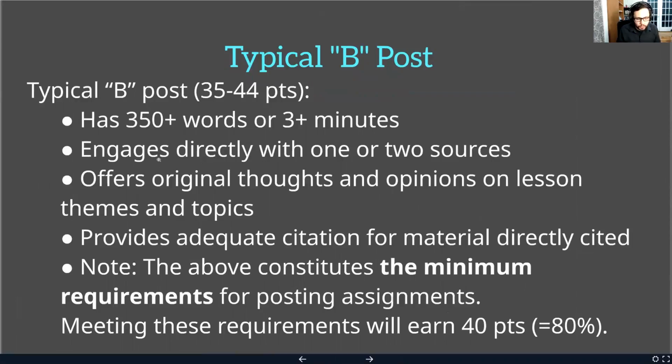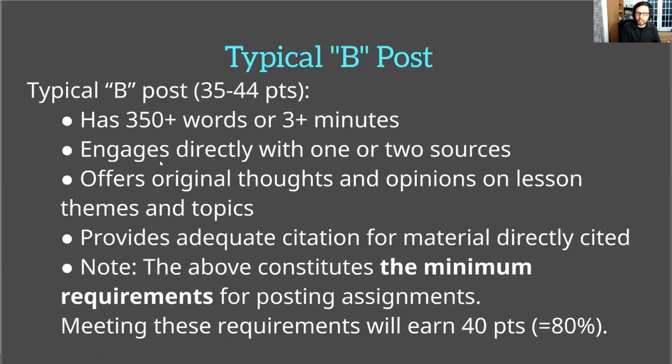A B level post engages with one source or maybe two sources, and engages directly with them, has some things to say about one source, but it doesn't really rise to the level of full appreciation of the entire lesson. That's fine. If you just want to write about one source and sort of talk about it deeply, that's good. B-level post that meets the minimum requirements, that's what I'm looking for.